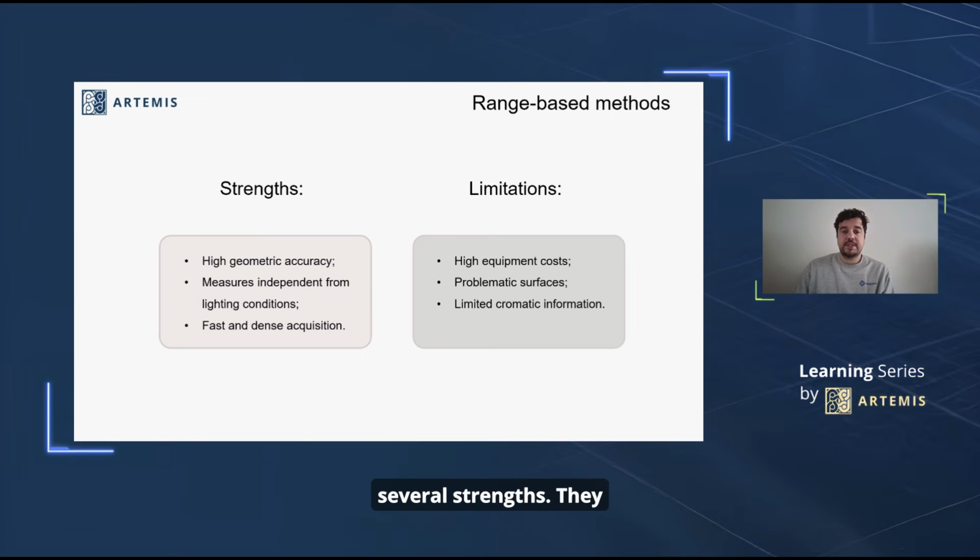Range-based methods have several strengths. They offer high accuracy, rapid and dense acquisition, and in geometry reconstruction, they don't depend on ambient light conditions. However, they also have some limitations. Instrument costs can be very high. Some surfaces are problematic, for example, reflective, transparent, or very dark surfaces, and color information is often less rich than the one produced by image-based methods.